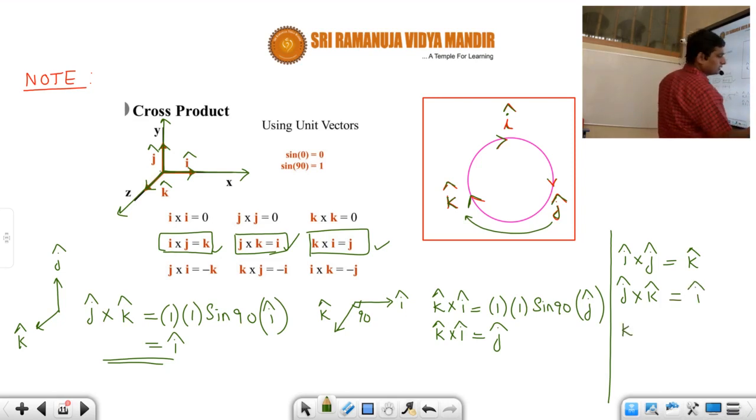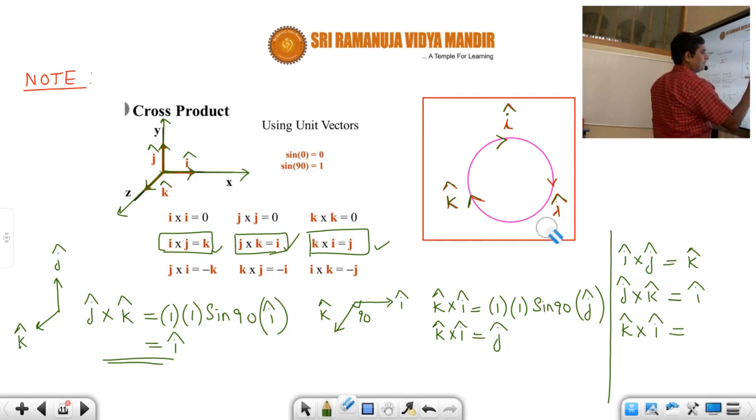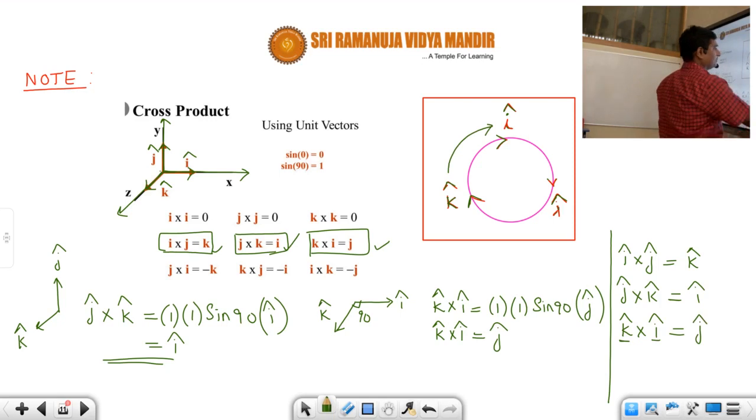Next, if you want k cross i, students, first you see where k is here. k is here, so go from k towards i, and it is in the same cyclic order, that means clockwise direction only. So after i, what will come, students? j. Therefore, j cap.